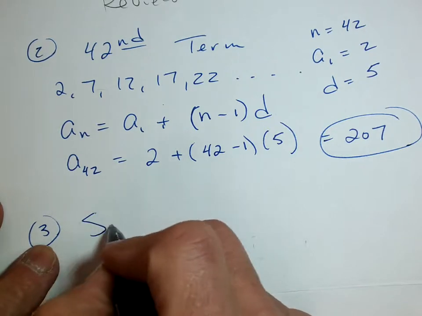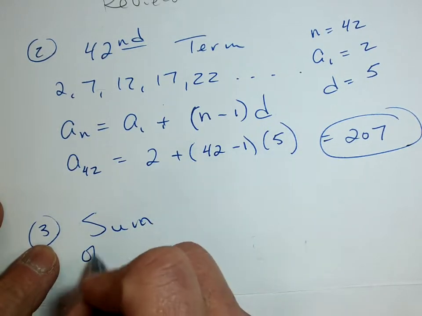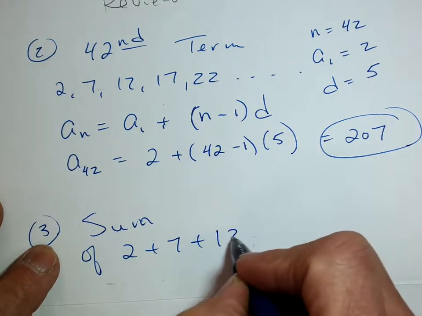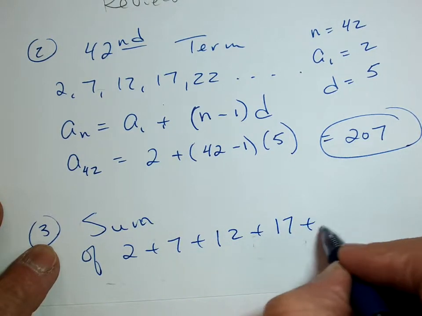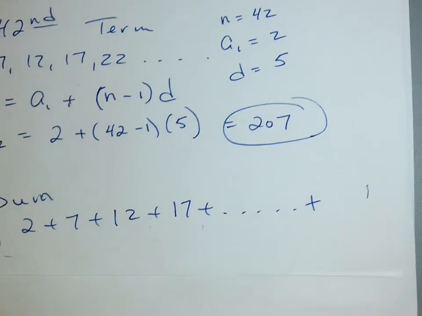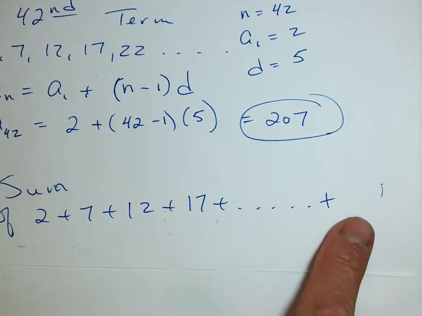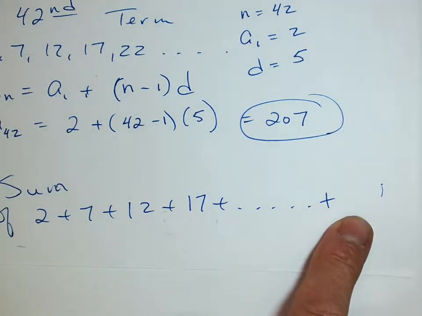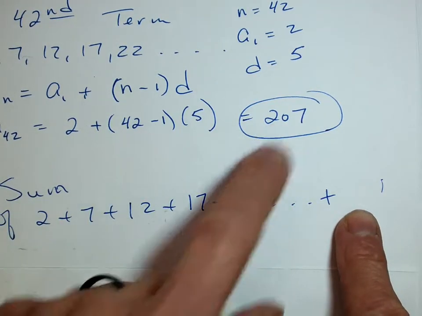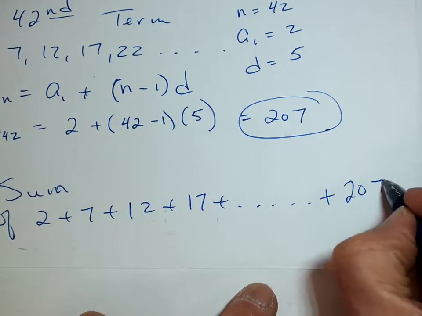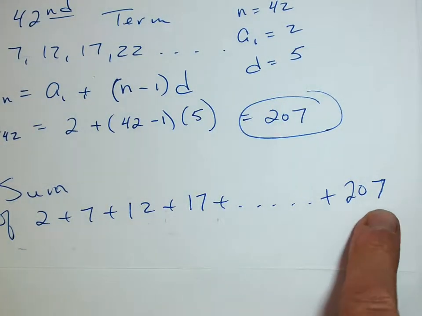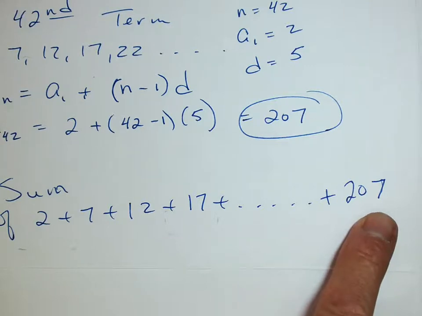So now we want to find the sum of this: 2 plus 7 plus 12 plus 17 plus dot dot dot plus... we actually know the last term. We just found it. If we want the first 42, we already know the last term is 207. Does that make sense? I don't want to keep adding the first 42 terms. I already know the 42nd term is 207, so I just plug that in.